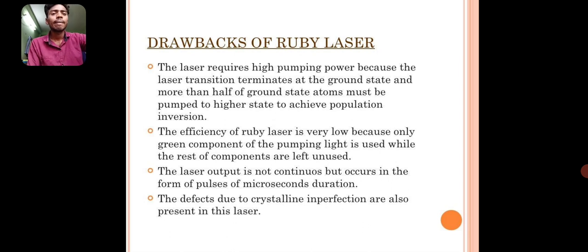Drawbacks of ruby laser. The laser requires high pumping power because the laser transition terminates at the ground state, and more than half of the ground state atoms must be pumped to a higher state to achieve population inversion. The efficiency of the ruby laser is very low because only the green component of the pumping light is used while the rest of the components are left unused. The laser output is not continuous but occurs in the form of pulses of microsecond duration. Defects due to crystalline imperfection are also present in the laser.